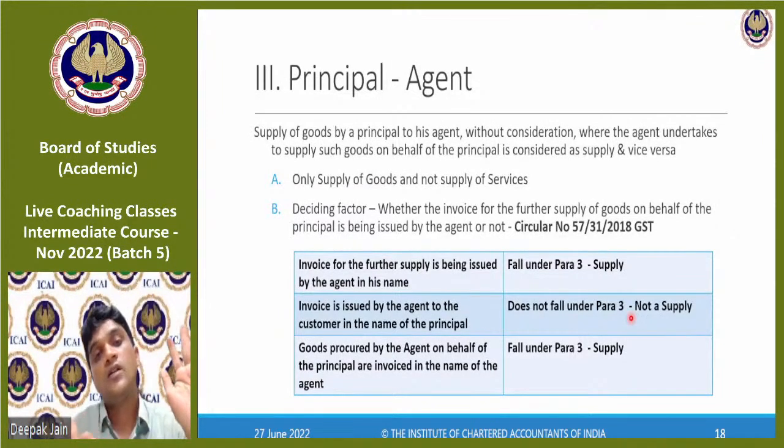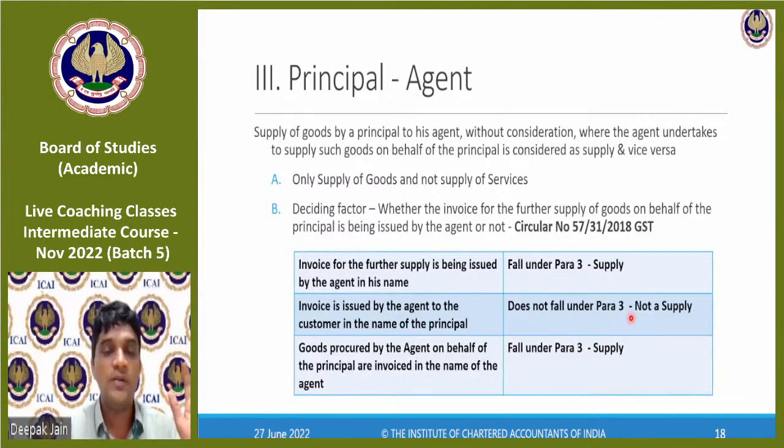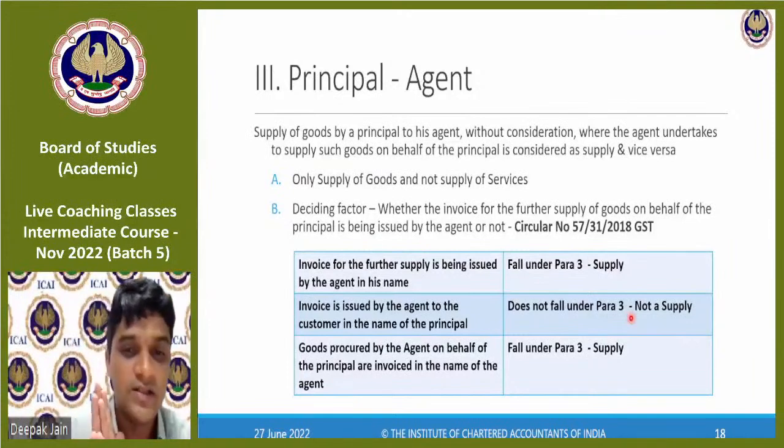But if Arun supplies in his own name, as Arun Stores, then this too will be treated as a supply between the principal and the agent.